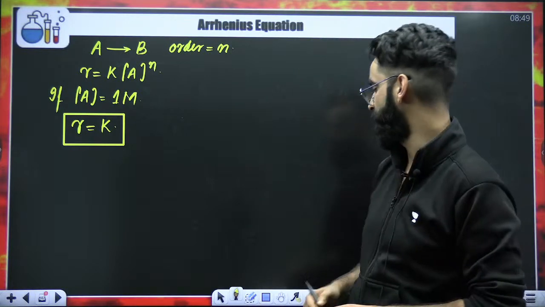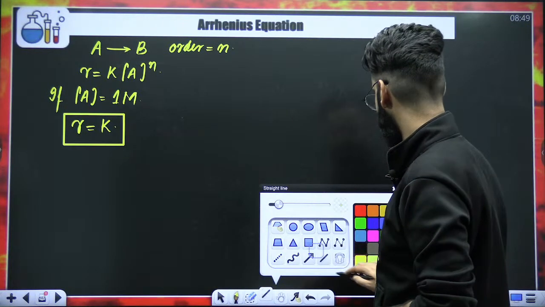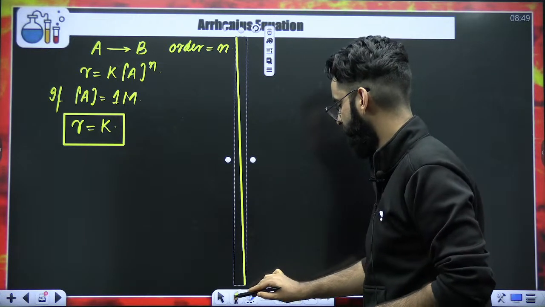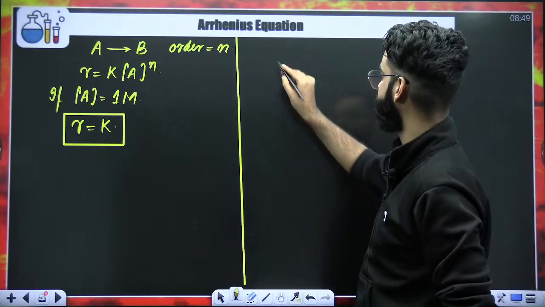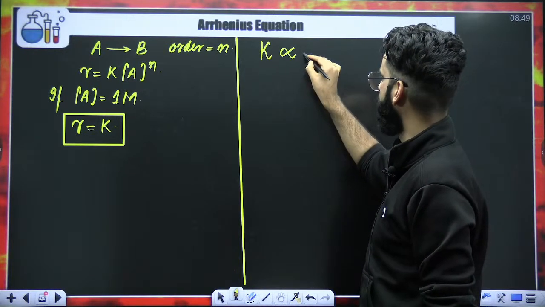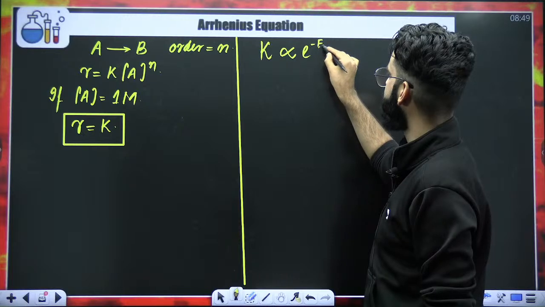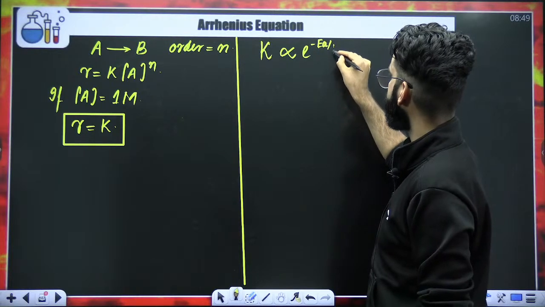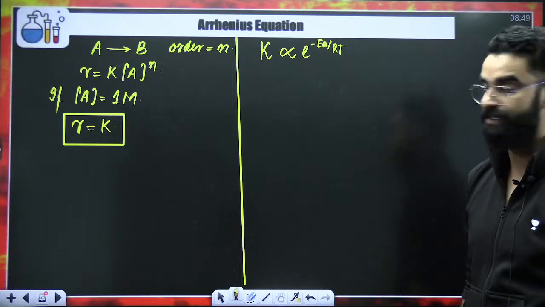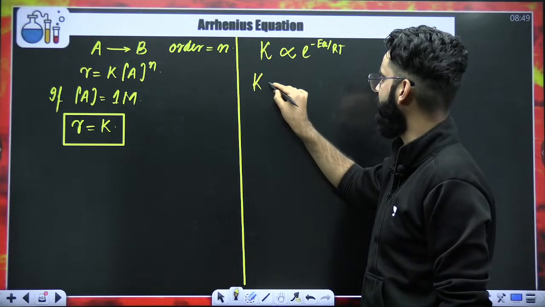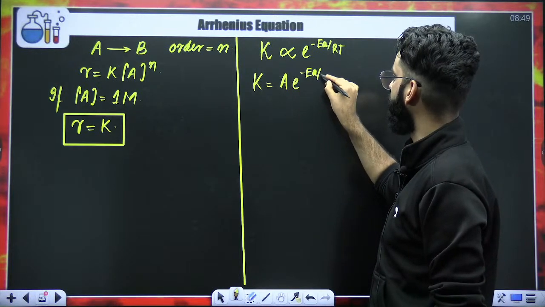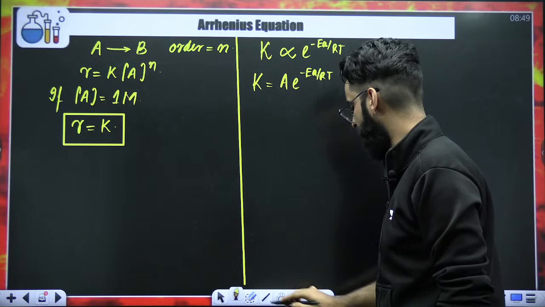And how does it depend on the temperature? That is something which the Arrhenius equation is going to let us know. I'm directly going to give you the expression. Rate constant of the reaction is directly proportional to e raised to the power minus Ea divided by RT. If you remove the proportionality sign, it becomes a constant A times e raised to the power minus Ea divided by RT. This is one of the forms of the Arrhenius equation.